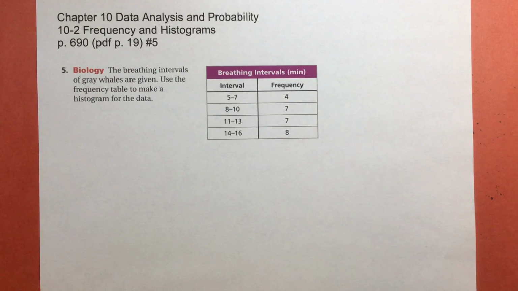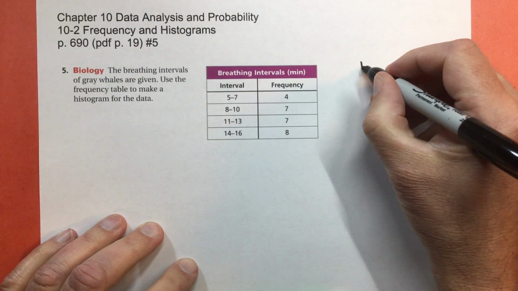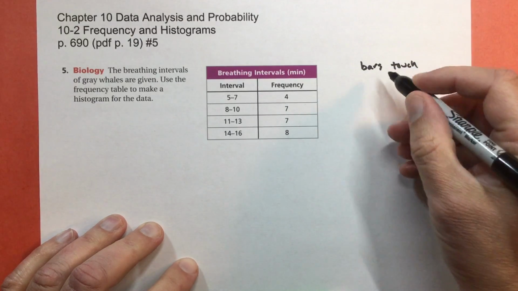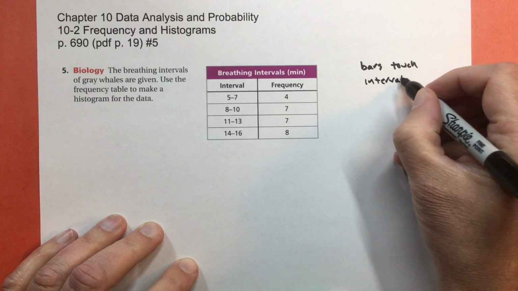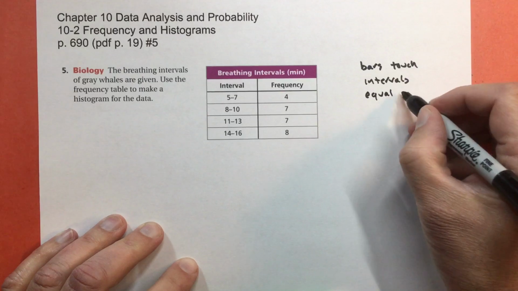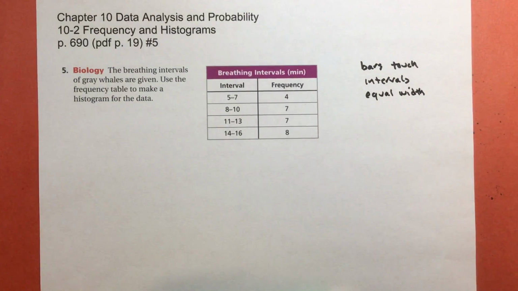All right. Now, I'm going to use my pencil here because remember, when we make a histogram, we want to sketch. So what is the key to a histogram? It is going to be a bar graph, but the bars touch. The categories are the intervals, and they are all going to be equal in width. Remember that. So that's going to be the things I'm going to be looking for when we're grading this.